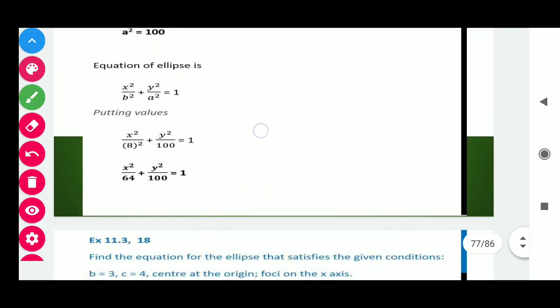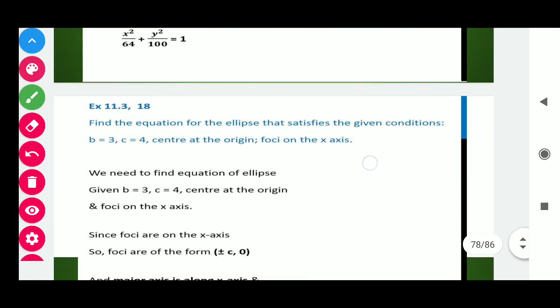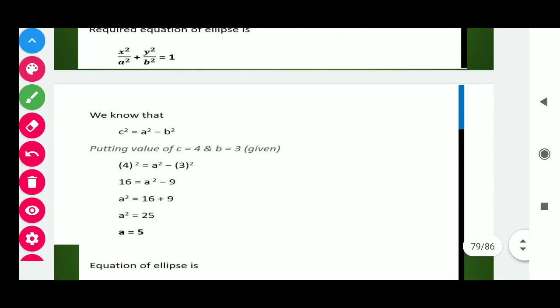So students, this is a similar question. I am sharing question number 18 with you. You can do it on your own.